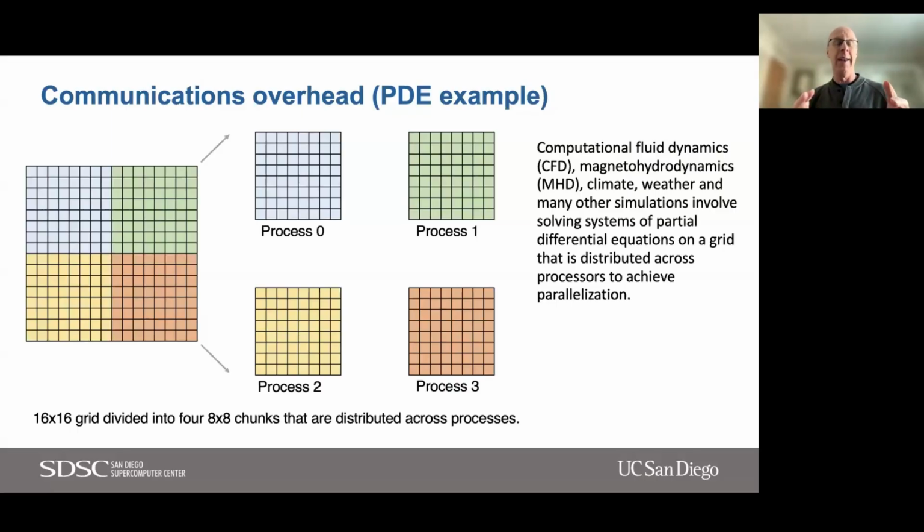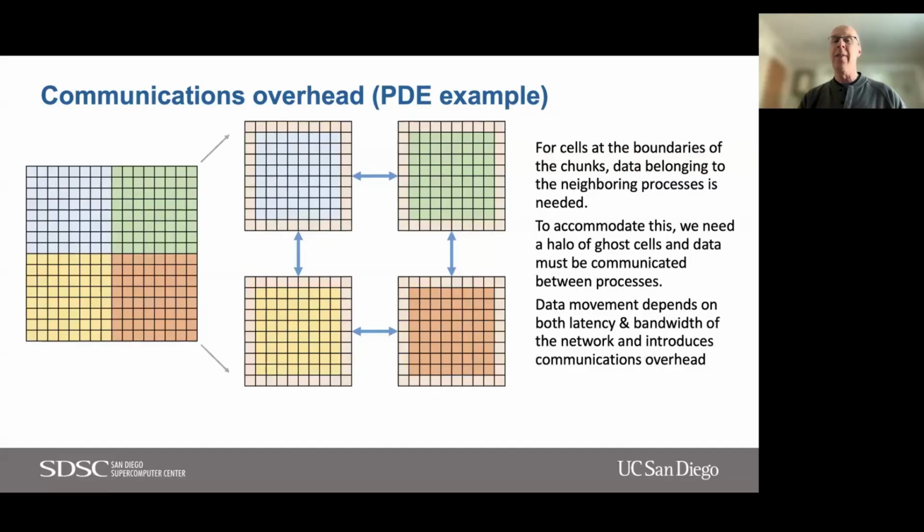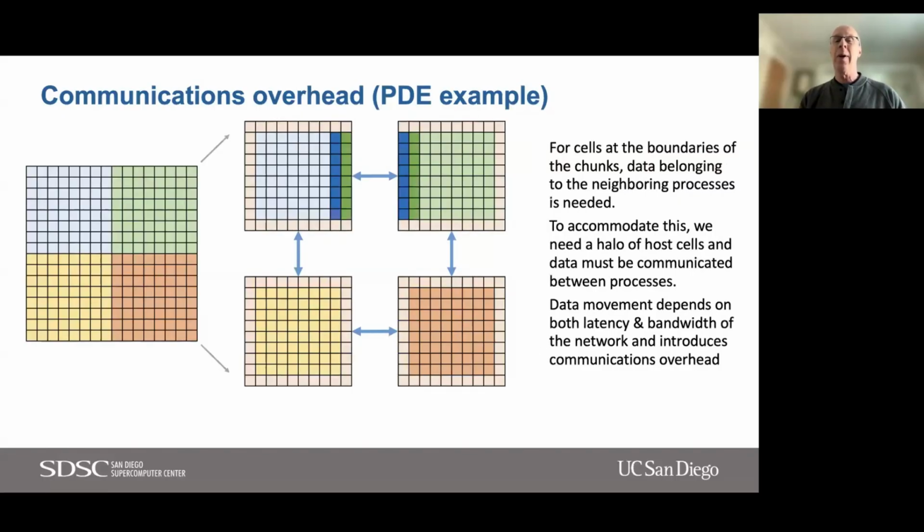So we're going to take this grid and divide it into 4 8 by 8 chunks that are distributed across processes. And let's assume that each of those cells is going to be updating using the values of the 4 neighboring cells. This is a very, very common stenciling operation that's used in finite difference calculations. Now, for the cells that are within the interior of each chunk, those calculations can be done entirely within the process. But for the cells at the boundaries, they're going to need data to be communicated from the neighboring processes.